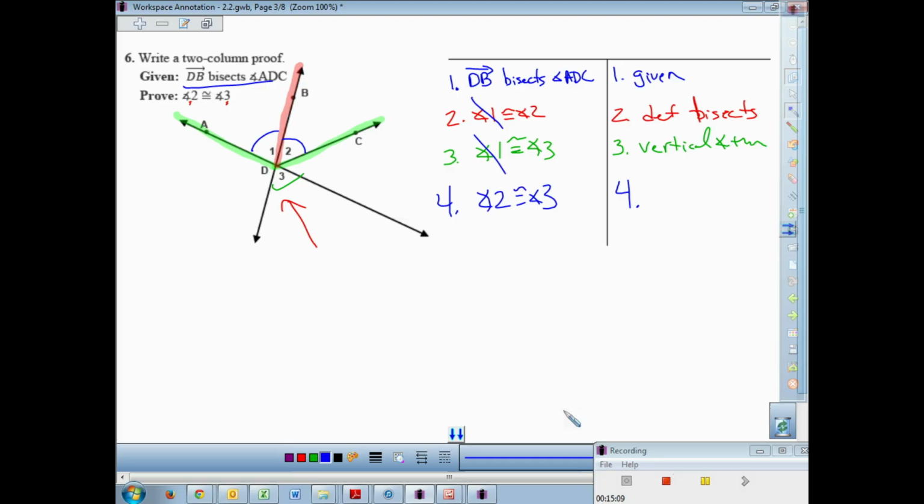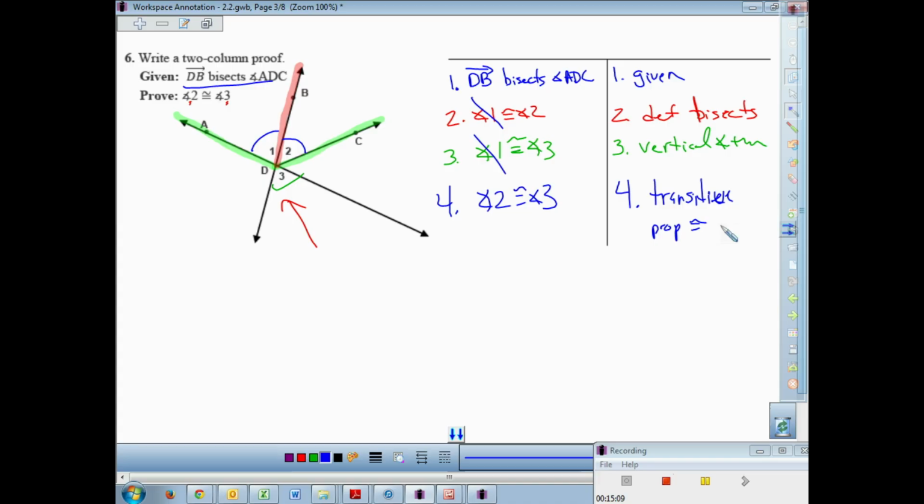And I'm going to pick on somebody. How come that I can cross those out and write the leftovers congruent to each other? Chance. What's that called? Transitive property of congruence, right? The transitive property of congruence says so.